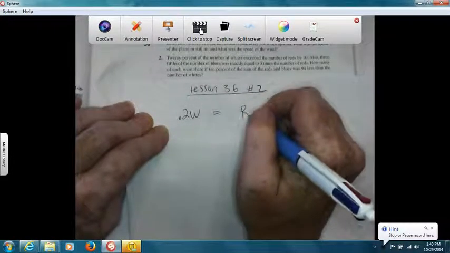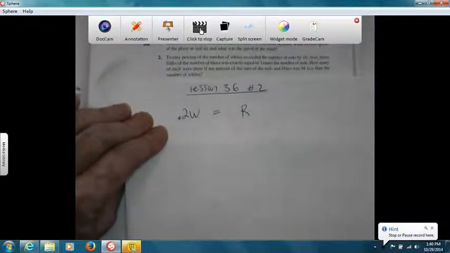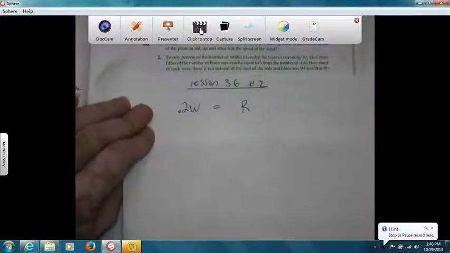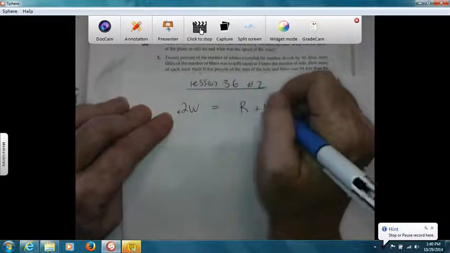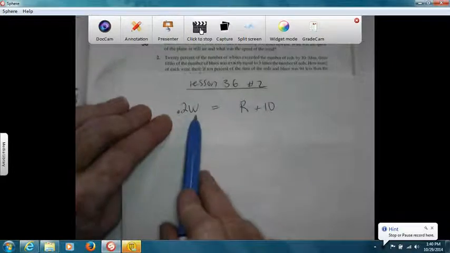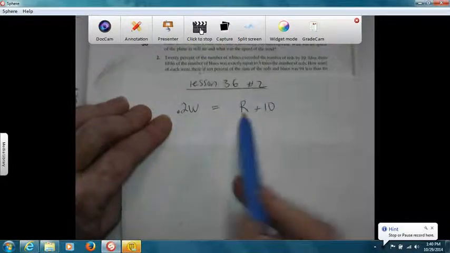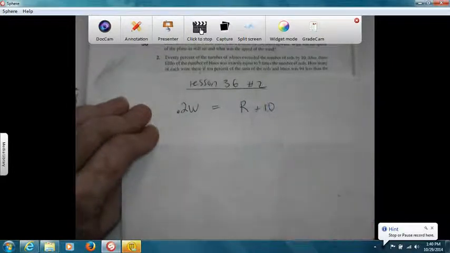Who gets to 10? The whites or the reds? 20% of the number of whites exceeded the number of reds by 10. There's more of these whites, and so for this equal sign, for the little seesaw to balance, we need to put the 10 over here. Okay, so that's the first sentence.